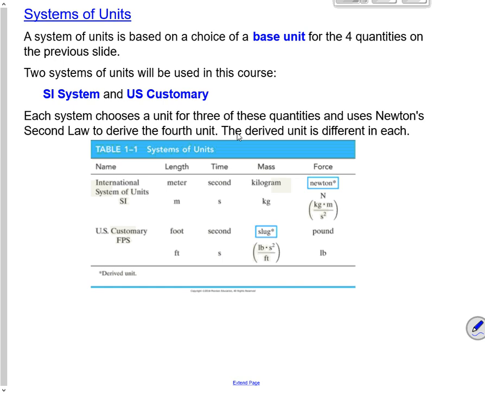In the US customary system, the 3 that are defined are different. Again, they choose length and time, but instead of mass, they choose force. And so in US customary units, we define feet and second and pounds. And then the unit of mass is derived from Newton's second law. You've probably never heard of the unit of mass in U.S. customary units. It's called a slug. And 1 slug is a pound second squared per foot.